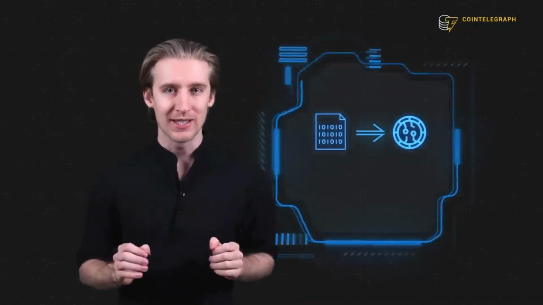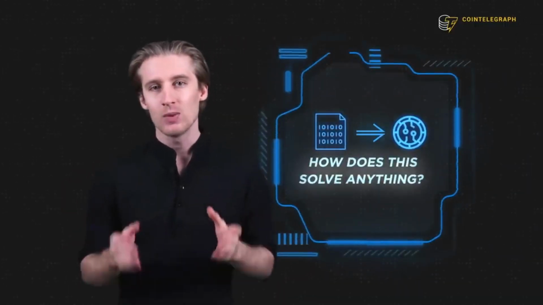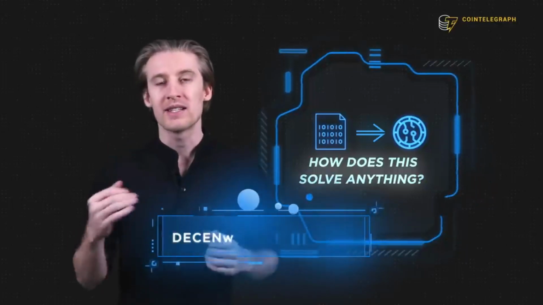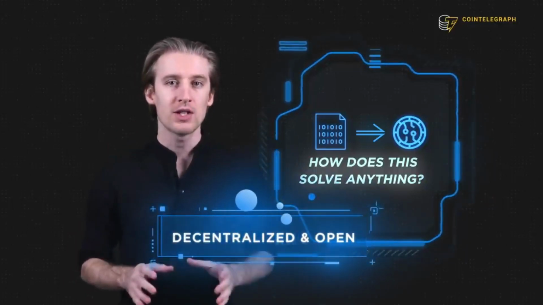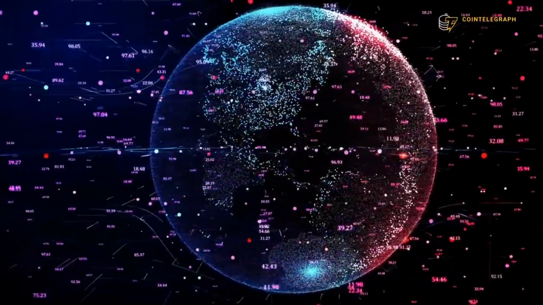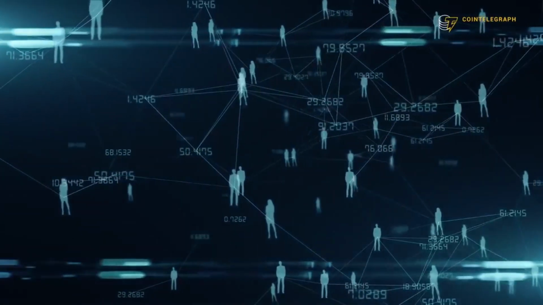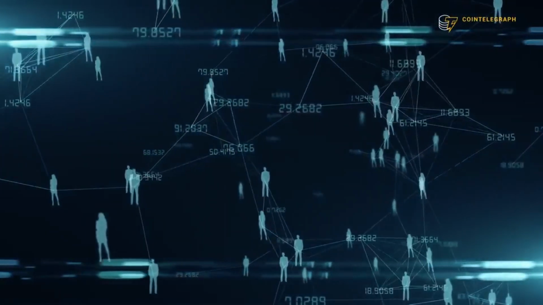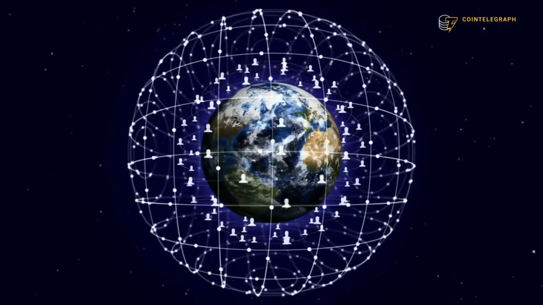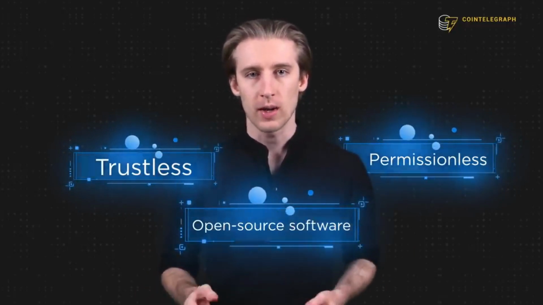Okay, so we're replacing data with magic internet money. How does this solve anything? Well, because Web3 networks will be decentralized and open. Decentralization means that networks can be upheld by anyone with a computer and an internet connection. It doesn't require a centralized warehouse full of servers. It is maintained by the community. This means no single entity controls the network and nothing can be done, like selling your data, without the consent of the community. Web3 will also be open, which means it's trustless, permissionless, and largely built on open source software.